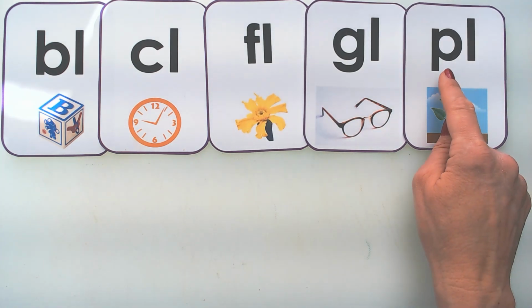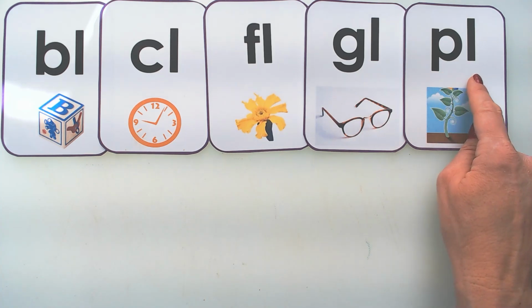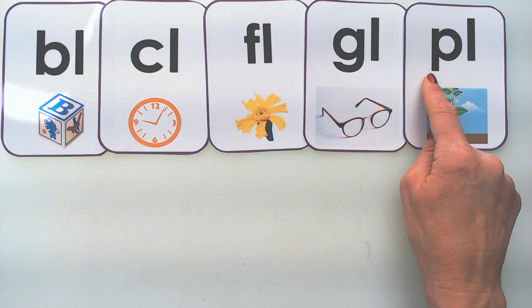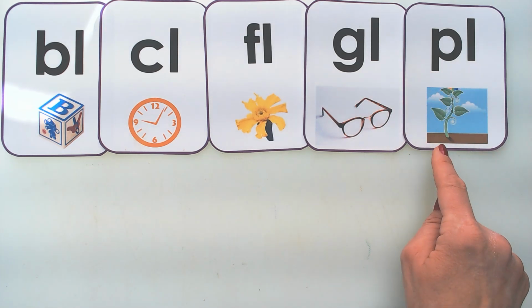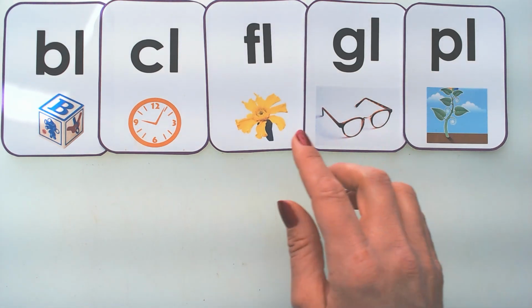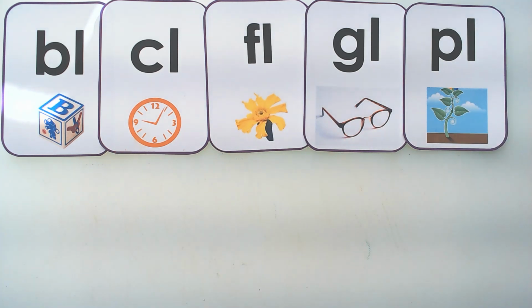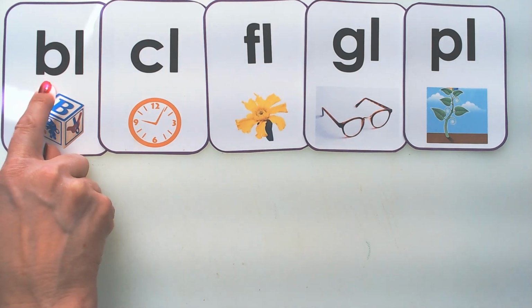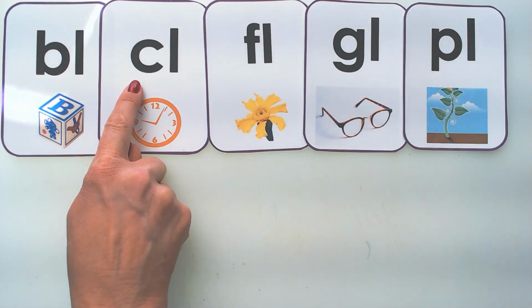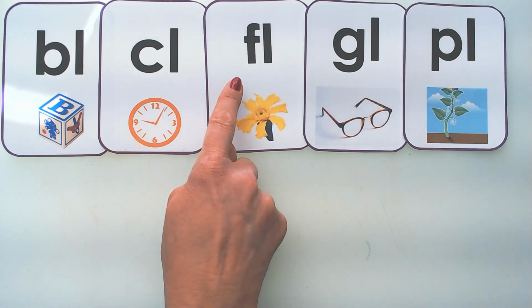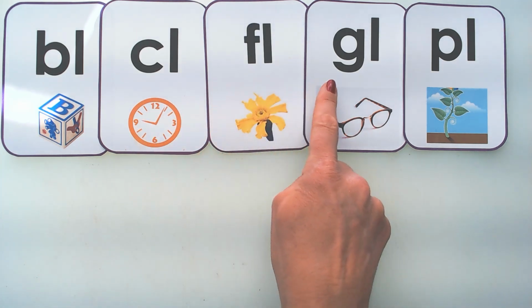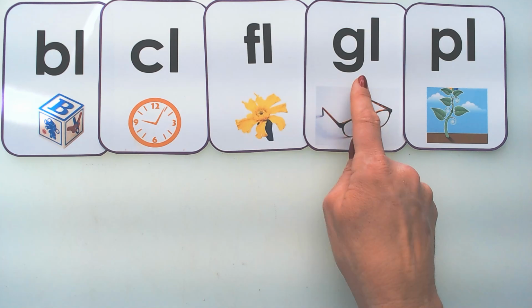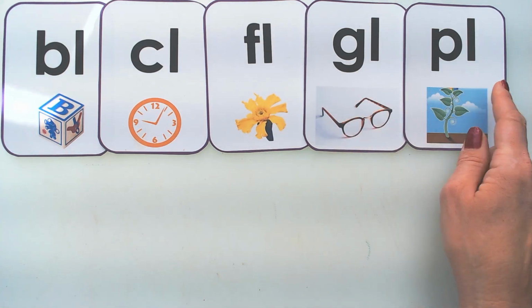Okay, another blend. P says p and L says l. Blend them together. This blend says pl, like plant. So before I swipe them off of here, what do these L blends say? Let's try it. Bl, cl, fl, gl, pl. All right, let's review our R blends.